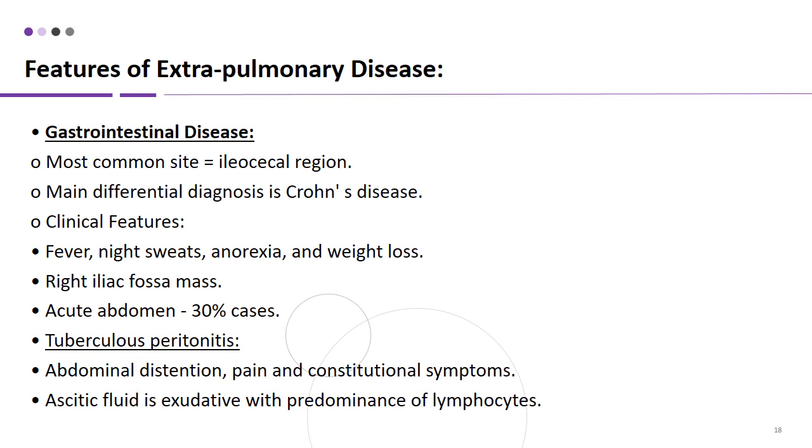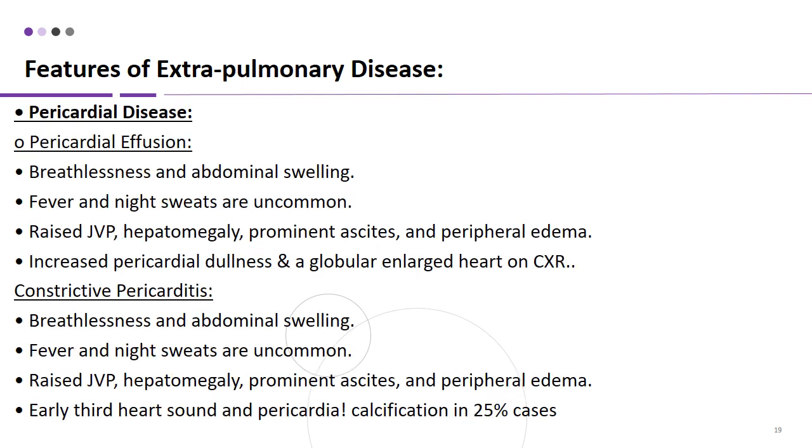Acute abdomen can also be present in 30% of the cases. Tuberculous peritonitis can also occur, which is characterized by abdominal distension, pain, and constitutional symptoms. Ascites is exudative with predominance of lymphocytes. Pericardial disease is characterized by pericardial effusion or constrictive pericarditis.